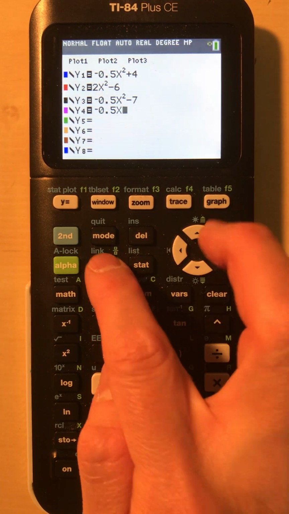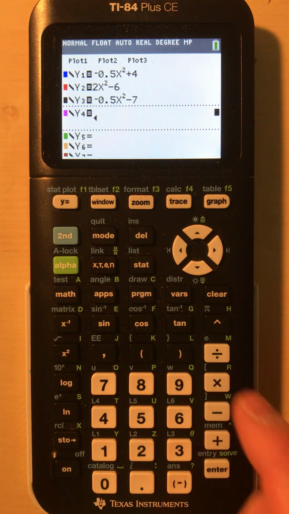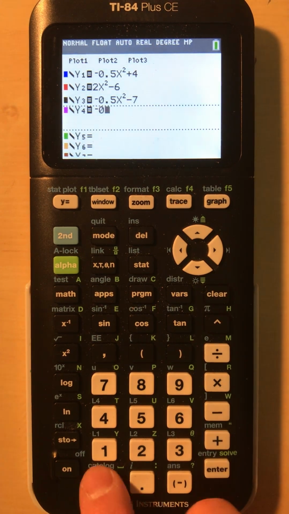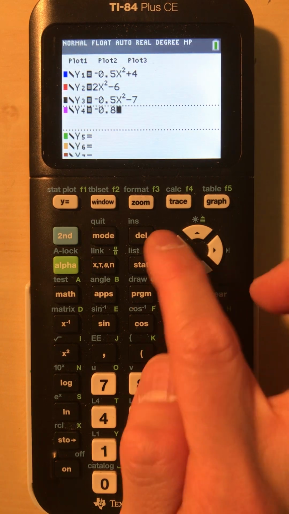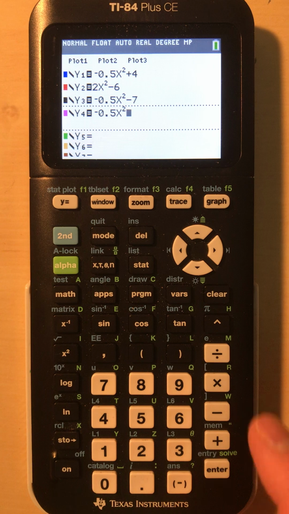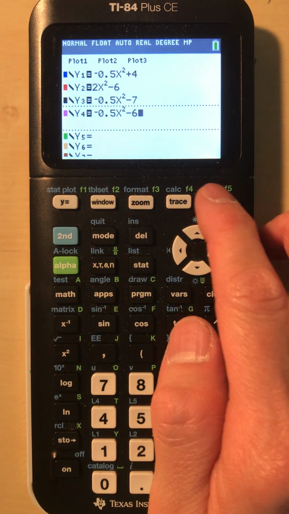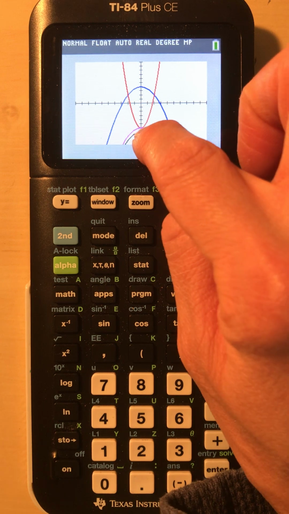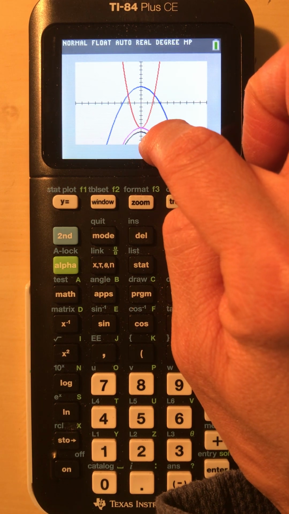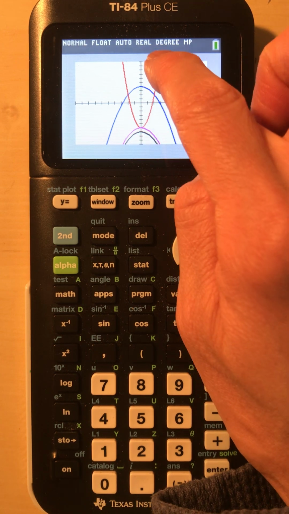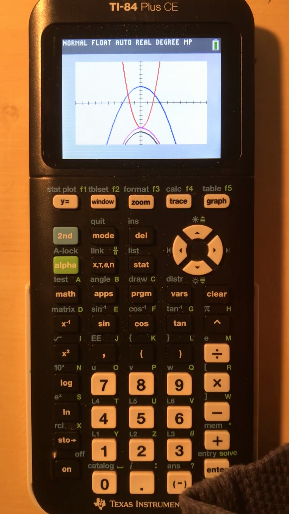Negative 0.5x squared minus 6. And there's that pink graph. We shifted the blue graph down to where the vertex is exactly at 0, negative 6, and that results in one intersection point with the red graph.